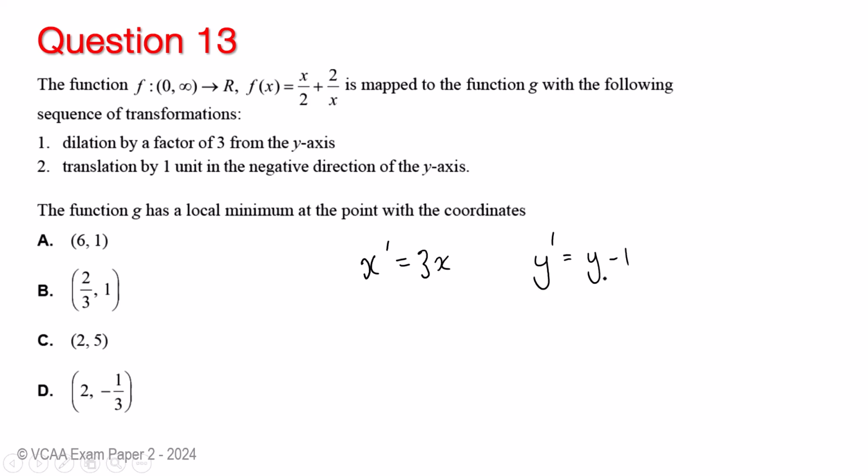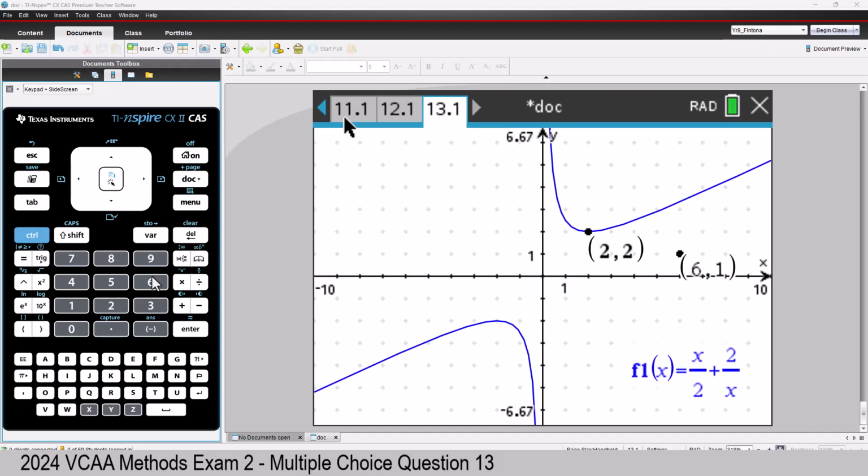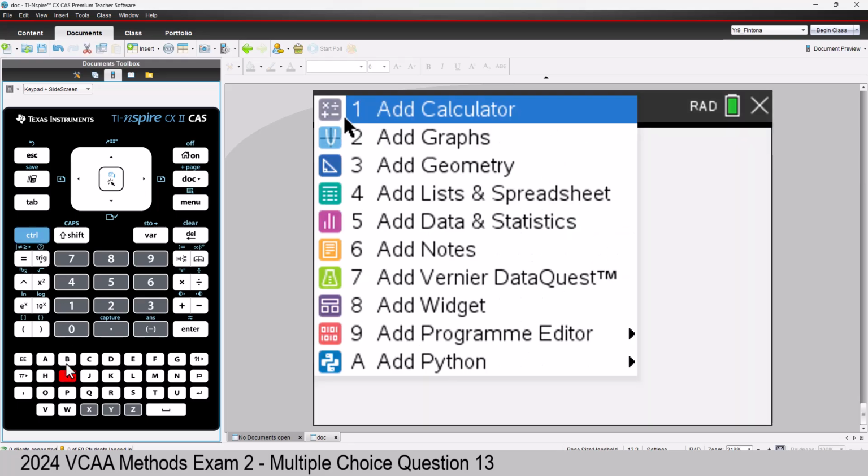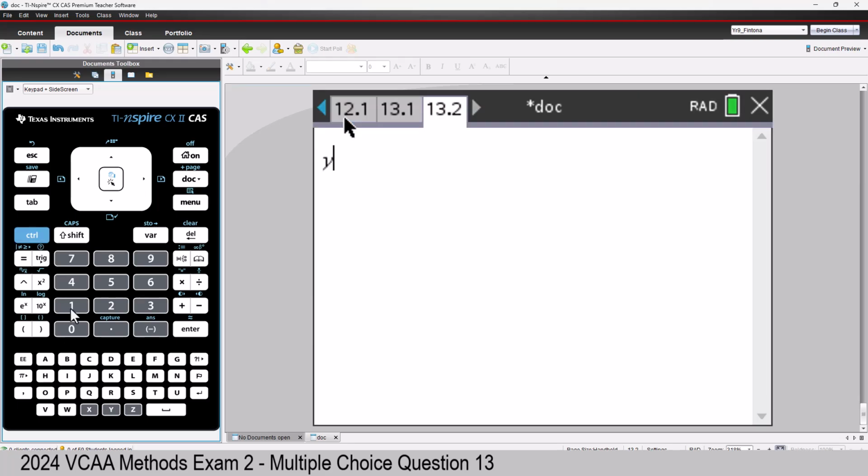We need a relationship between x primed and y primed. We are provided with a relationship between y and x. So we rearrange the two equations. x equals x primed on 3 and y equals y primed plus 1. We can now substitute our values for x and y into the relationship we know about x and y. So we get y primed plus 1 equals f of x primed over 3.